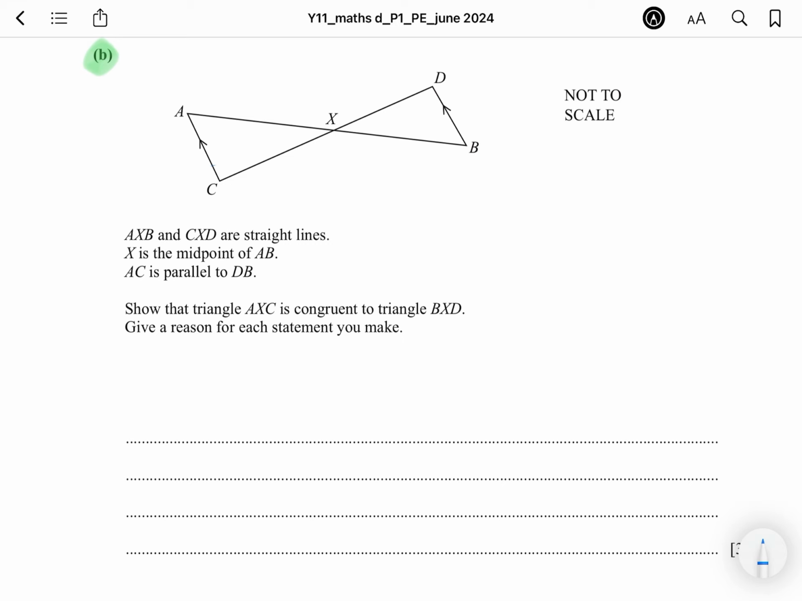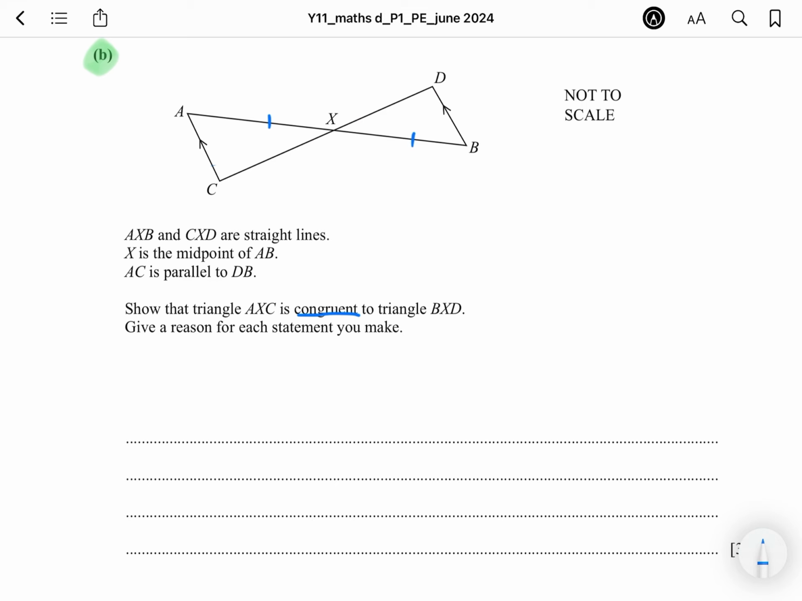Next question is asking for congruence, so let's read through. XB and CXD are straight lines. X is the midpoint of AB. That means AX and XB are equal, and AC is parallel to DB. The symbol is given in the diagram. Show that triangle AXC is congruent to triangle BXD.